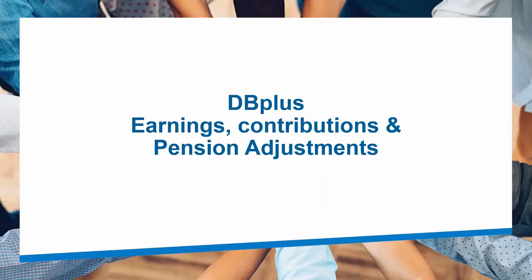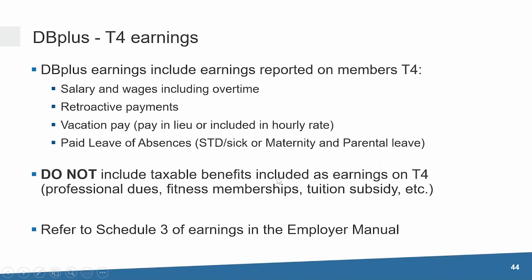Now we will go over earnings, contributions, and pension adjustments under DBplus. DBplus earnings would include any earnings reported on the member's T4. These would include regular salary and wages, including overtime, retroactive payments, and vacation pay that is paid in lieu or included in the hourly rate. Also, any paid leaves of absence for short-term disability, paid sick time, paid maternity, or paternity leaves.